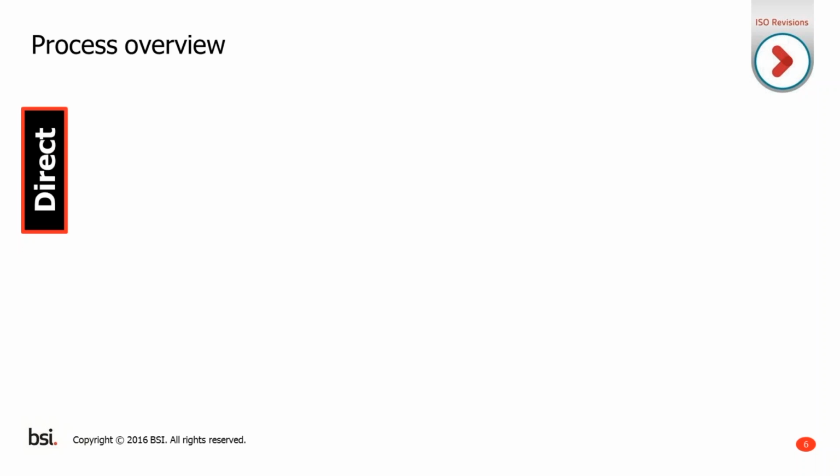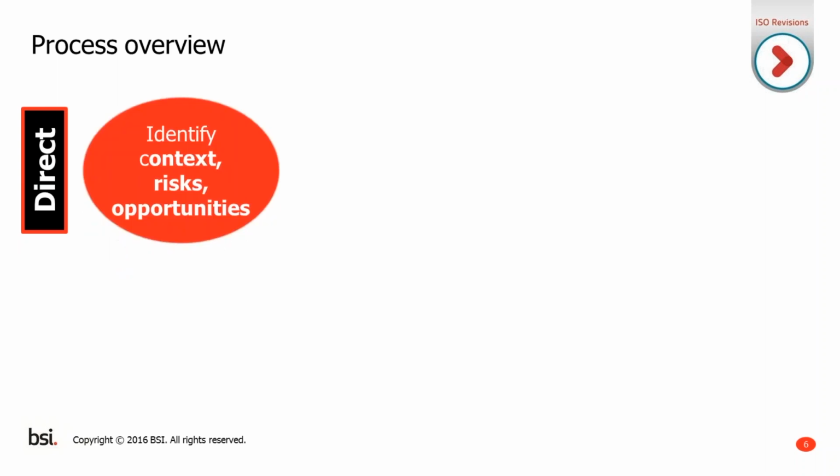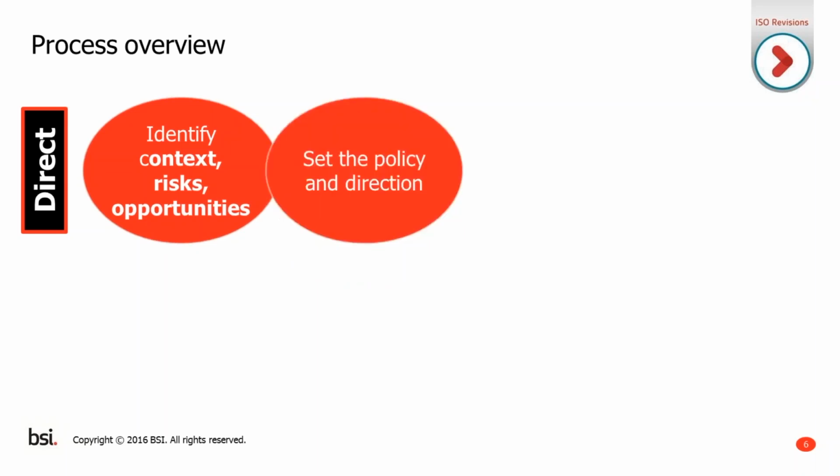Okay, so let's just think about the processes that top management are normally involved in a typical organization. They're normally directly involved in identifying the context of the organization. So that is about really understanding who you are as an organization, what your issues are, both internal and external, who your interested parties are and what their expectations are. They would also be involved in identifying risks and opportunities within an organization. That would be typically business risks and opportunities. From this information, that would help them to set the policy and direction of the organization.